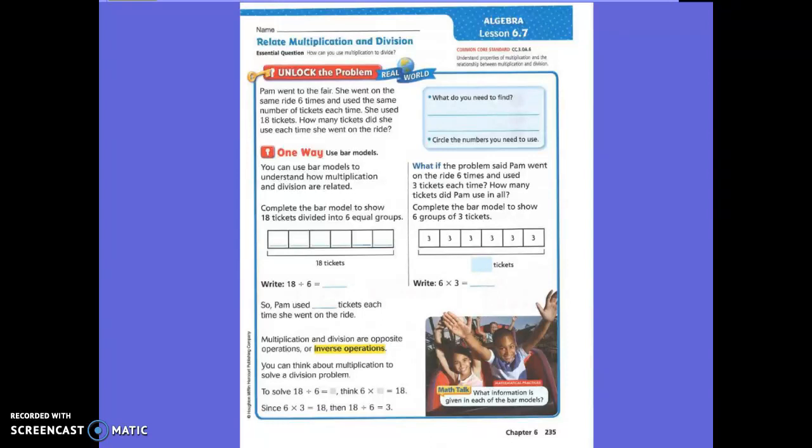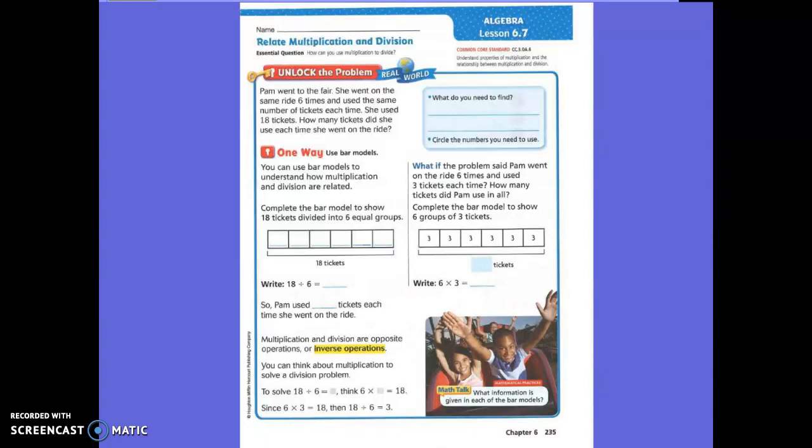Boys and girls, today we are using bar models and arrays to relate multiplication and division as inverse operations. Inverse operations mean they're like the opposite operation. Addition is the opposite of subtraction. Multiplication is the opposite of division. Okay, inverse operations. Read the story problem, please.